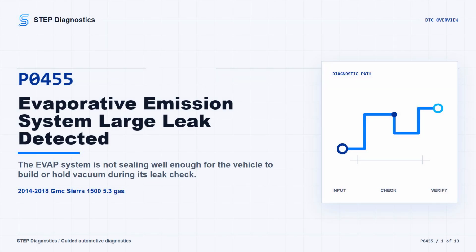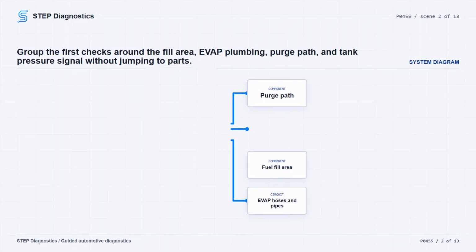On this 2014 to 2018 GMC Sierra 1500 with the 5.3 gas engine, P0455 means the EVAP system may be acting like it has a large leak. The truck may still run normally, but the check engine light can be on, and depending on the fault, there may be a fuel odor or an EVAP monitor that will not complete.